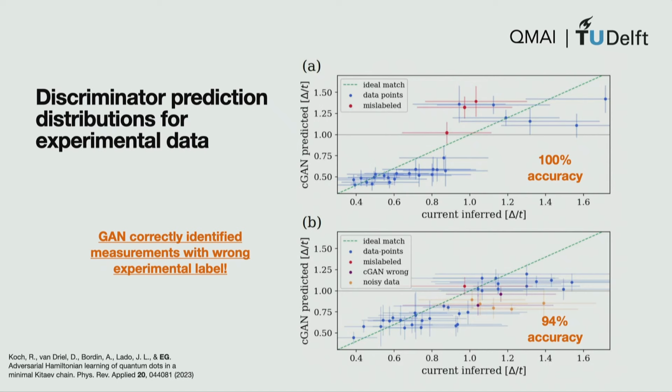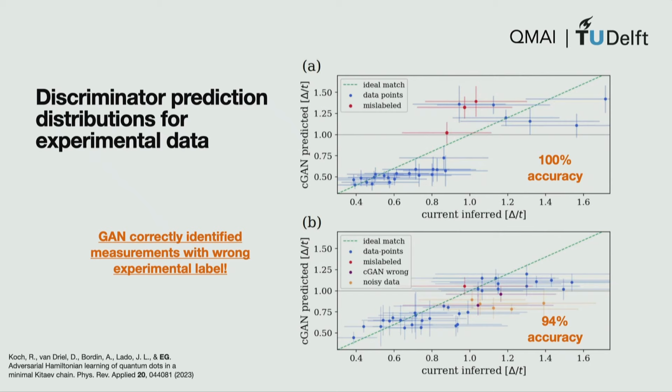On the second panel, that's a measurement at a different magnetic field that was very noisy. And there are also some of these dots that got mislabeled by the human. But then we also have the orange points that were so noisy that we cannot tell who was right, so we left it undecided. But in general, this was a very robust thing to see.